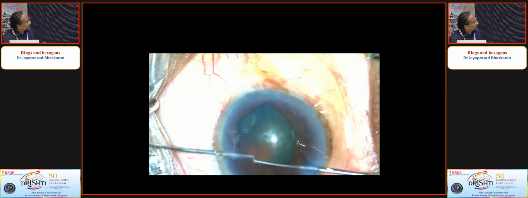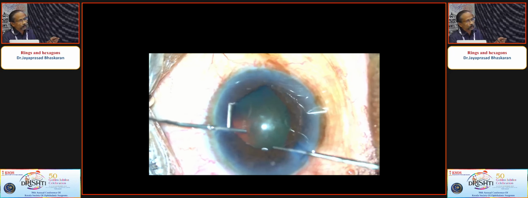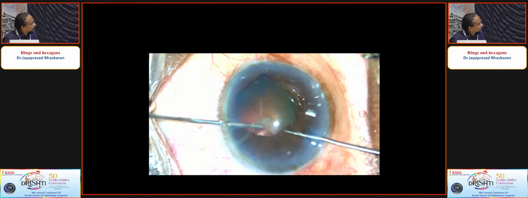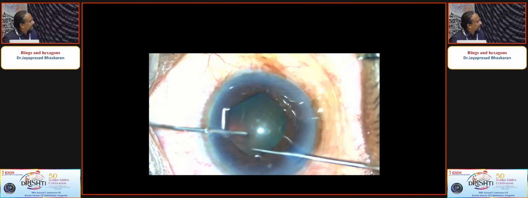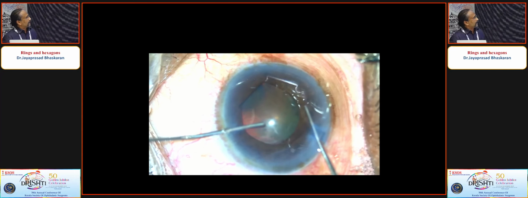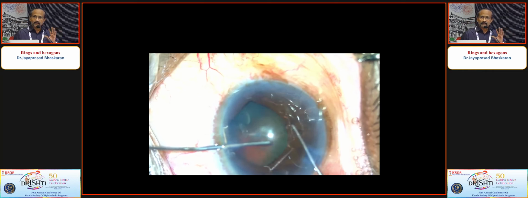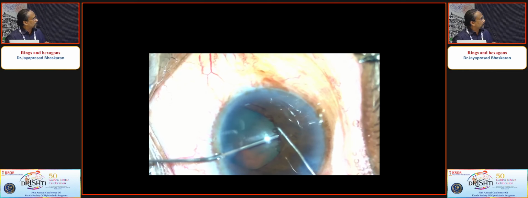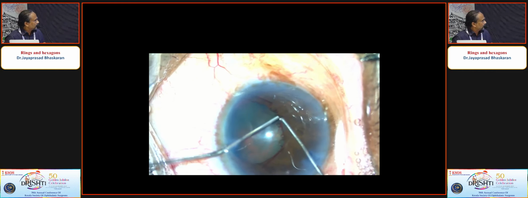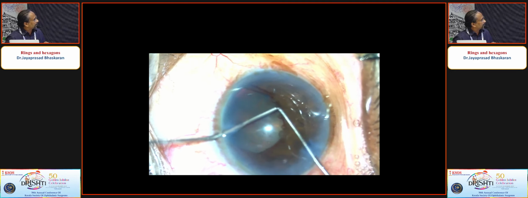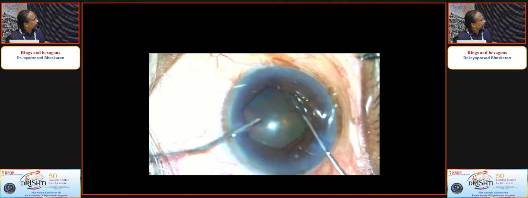Now it is not coming out, the Sinski is not coming out. You go through the side port and tuck it in. You see that one notch didn't go in, so I brought it up and now it is tucked. Now we come to the last one. The last one is the biggest problem, the biggest struggle. Brought it in with my Sinski's hook, bimanually lifted up the iris and tried to insert underneath.